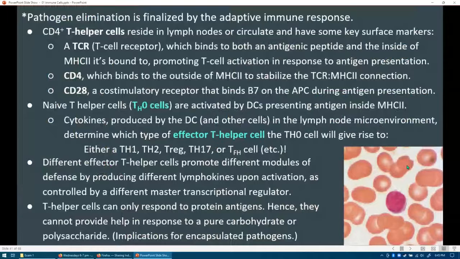Okay. So finally, the long-awaited explanation of what T cells are all about. So the first kind of T cell, there's two kinds of T cells. There's the CD8 positives and then the CD4 positives. The CD4 positives are the T helper cells, and they express CD4, they express a T cell receptor, and they express CD28. Those are three important things that they express. For the most part, T helper cells are residing in lymph nodes, but they can also circulate, especially once they've become activated and have encountered antigen.